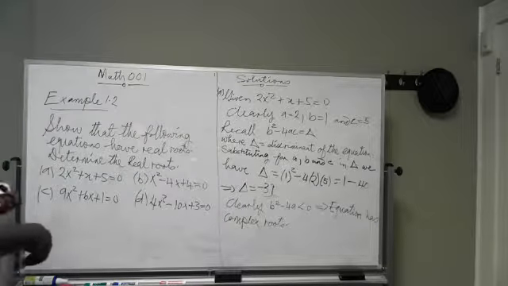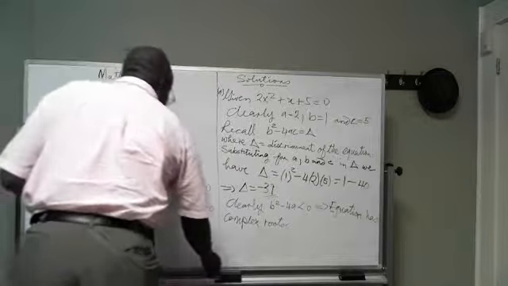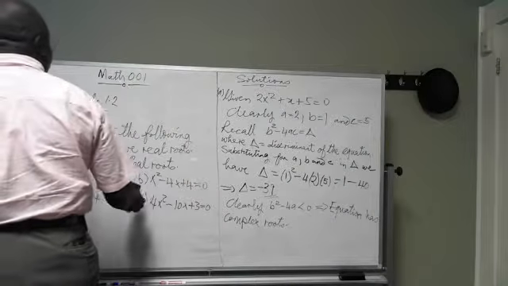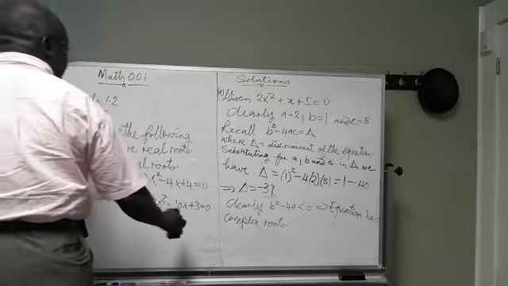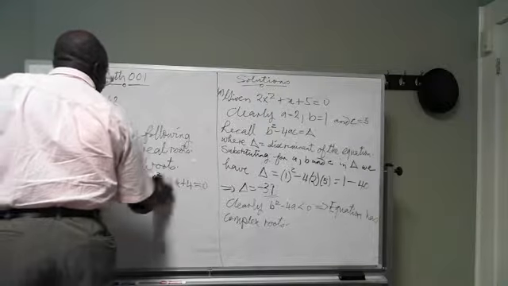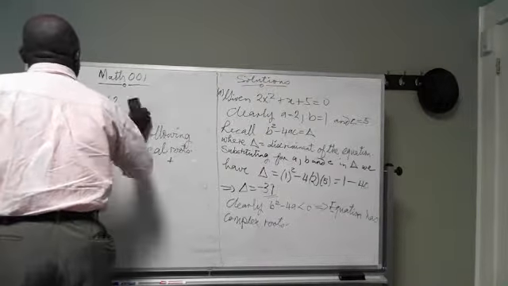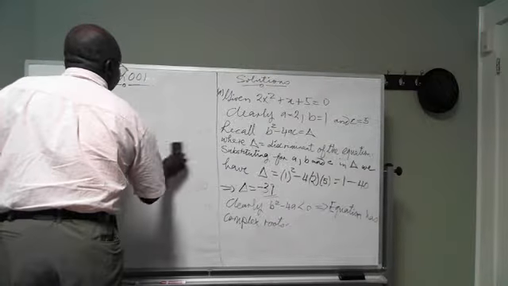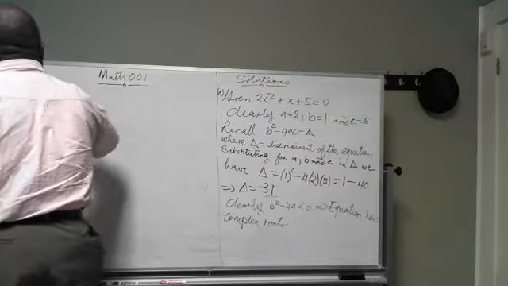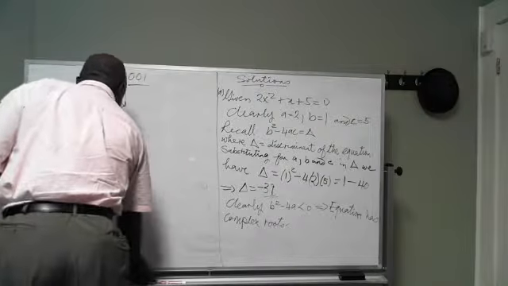Now let's do example 1.2B. I will erase this and record. You guys have taken down notes. You've taken it down, so we don't need to skip. Need to move ahead.